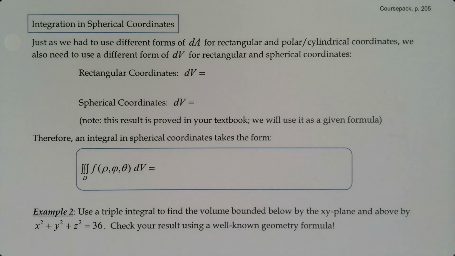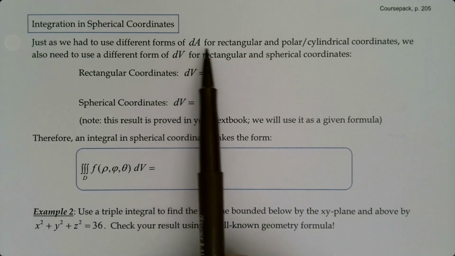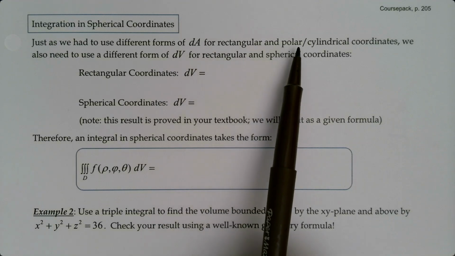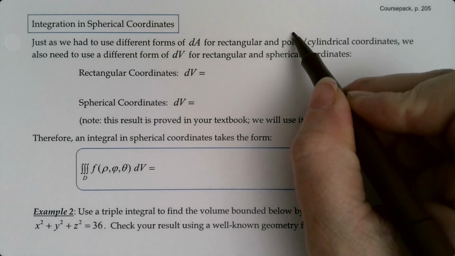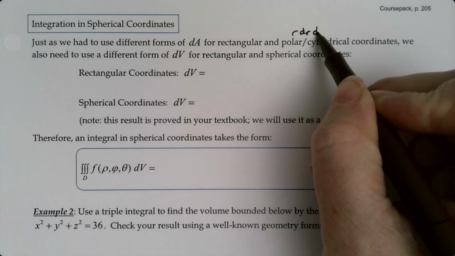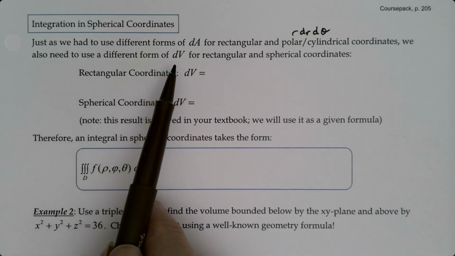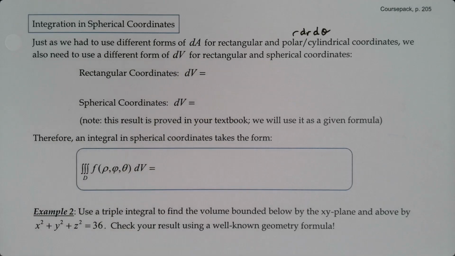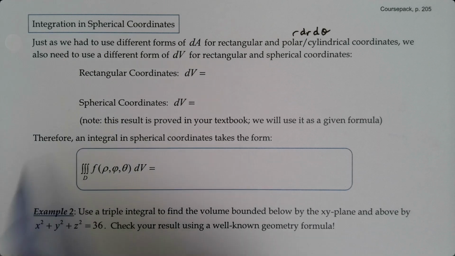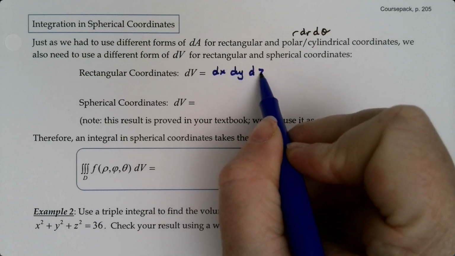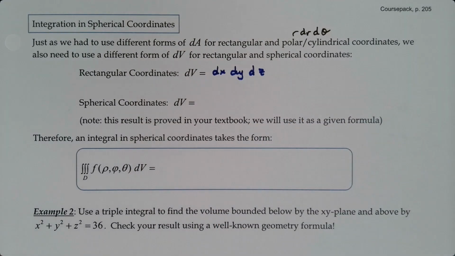So now let's practice integrating in spherical coordinates. If you remember, we had to convert dA when it was in rectangular to r d theta for polar and cylindrical coordinates, right? So it became r d theta. We also need to have different forms of dV for rectangular and spherical coordinates. So dV, remember, is dx, dy, dz, and of course the order is not really relevant.